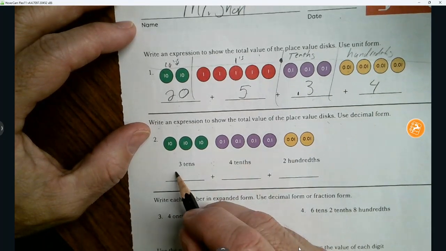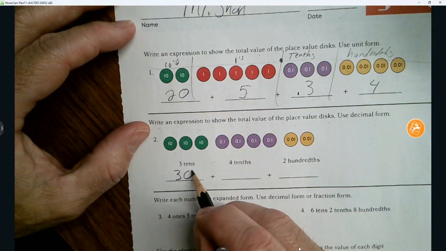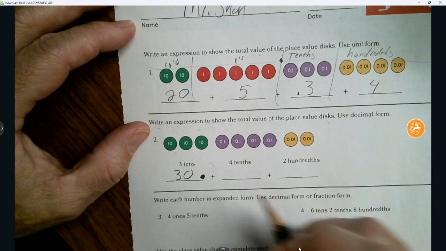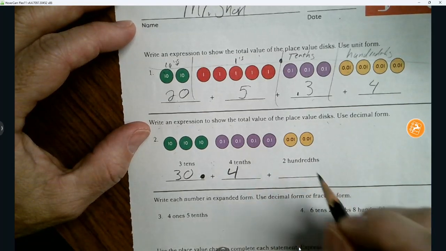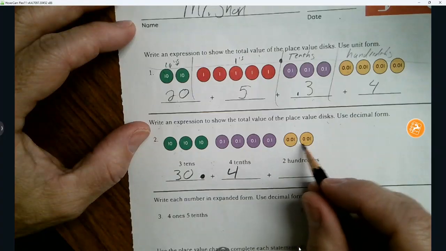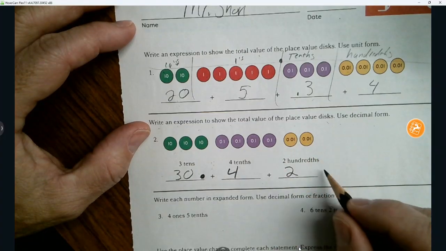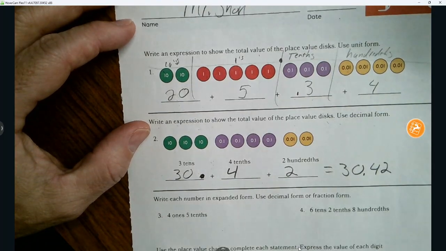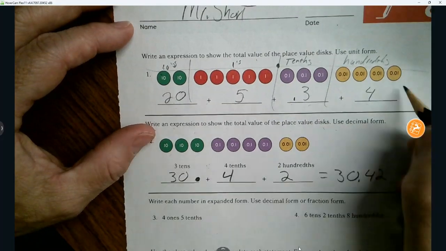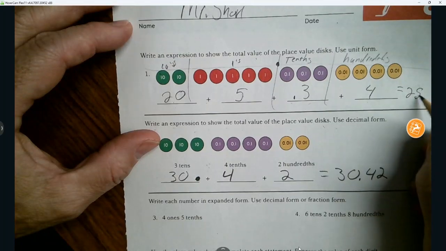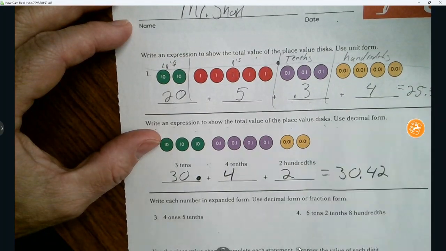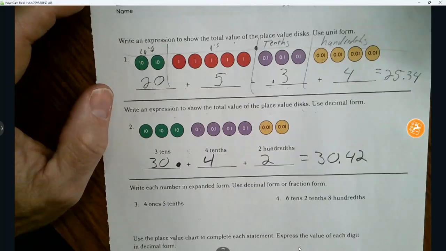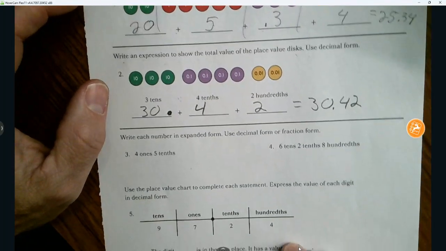So how many tens? We have 3 tens. They want decimal form, so it's worth that much. So technically our decimal would be here, or it could be in front of this one. 4 tenths and 2 hundredths, right? So if we put that here, we have a 2. So what this number really is, is this right here. I don't like sometimes when it doesn't show that. I would like to see this whole number, 25.34. Put that number there. It shows us that you know what you're doing. As a teacher, that's how I like to see it. It's what I push for.